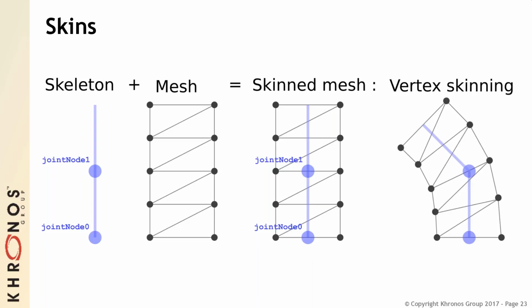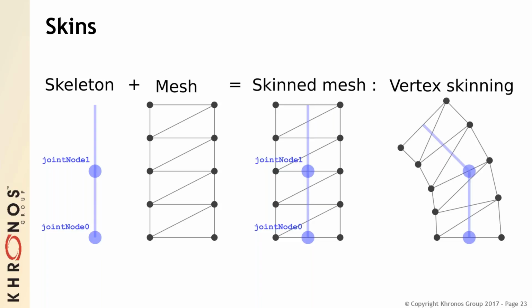And this skeleton is then combined with a mesh, with the vertex positions of a mesh, basically, to obtain something that is called a skinned mesh, where you can imagine that the vertices are attached to the skeleton based on certain rules. And the result is that when you apply transformations to the joint nodes, then the skeleton will deform and the vertices will be moved accordingly. So this is, for example, used for character animation or for more sophisticated deformations that are not just rigid body transformations.